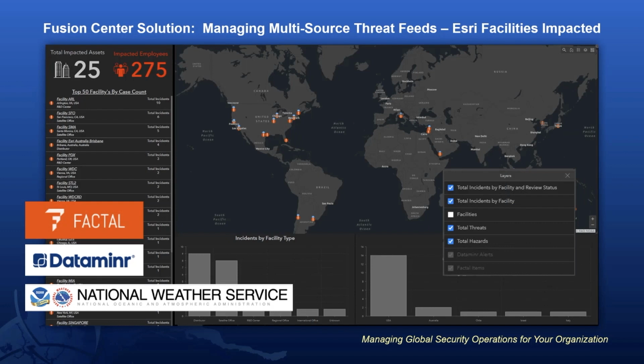Our sources of information for this demo come from 3 places, although there's really no limit: Factal, Data and the National Weather Service. We have seamless integration with each of these third-party feeds, and the solutions are designed to accept other feeds as well, not just the ones that we're demonstrating today.